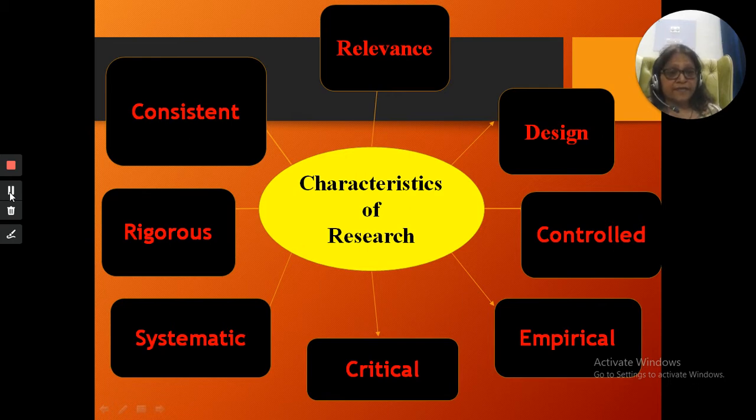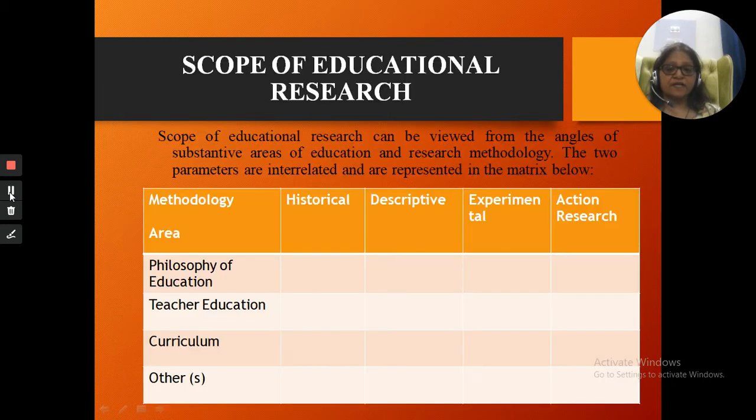Critically, it has been analyzed and it can be analyzed. It is systematic because it has to be scientific. It is rigorous in nature. Research is always a rigorous process and it is consistent. We cannot say that here the research stops and here the research starts. It is consistent in its flow.